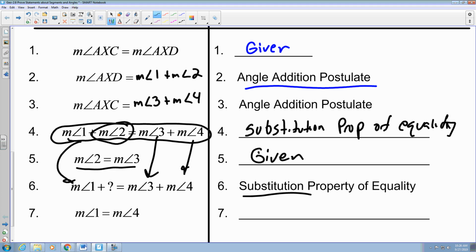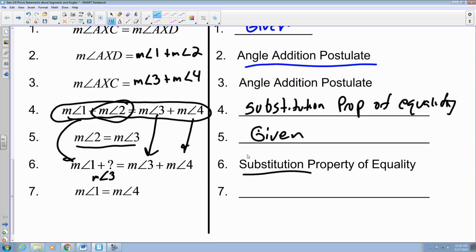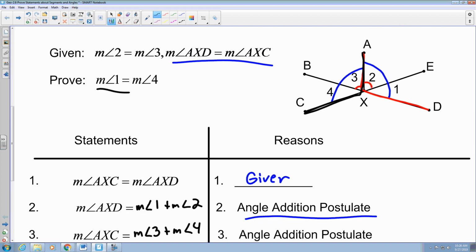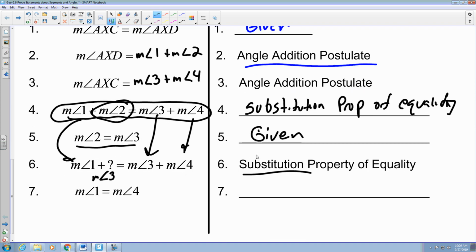So what we can say is the measurement of angle 1 plus the measurement of angle 3 will be equal to each other because of that given statement from statement 5. And then the last one is the proof. The measurement of angle 1 is equal to the measurement of angle 4 because that's what they're asking us to prove right here. And we can say that comes from the subtraction property of equality because we were able to subtract the measurement of angle 3 from both sides, which then they both cancel. So that's how we were able to get that proof.